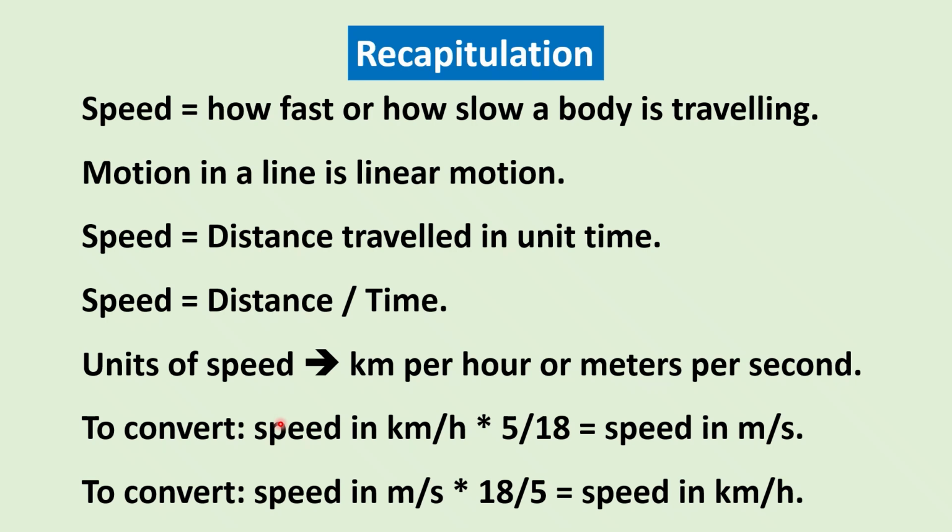To convert speed in kilometers per hour, if you multiply by 5 by 18, you will get speed in meters per second, and speed in meters per second, if you multiply by 18 by 5, you will get speed in kilometers per hour. So this is what we have already learned. Now let's proceed further.